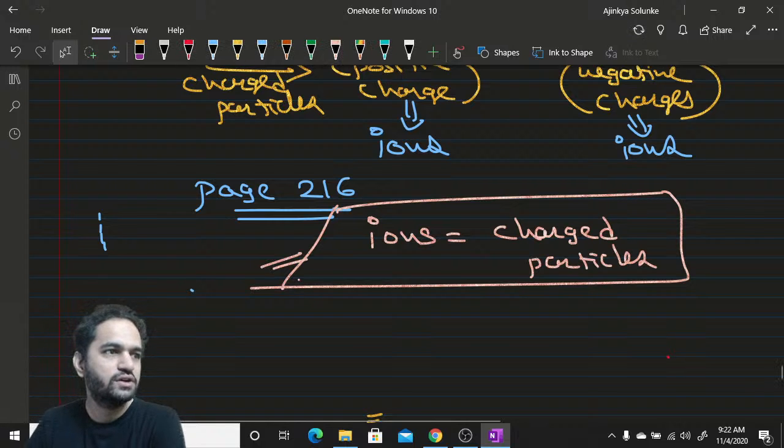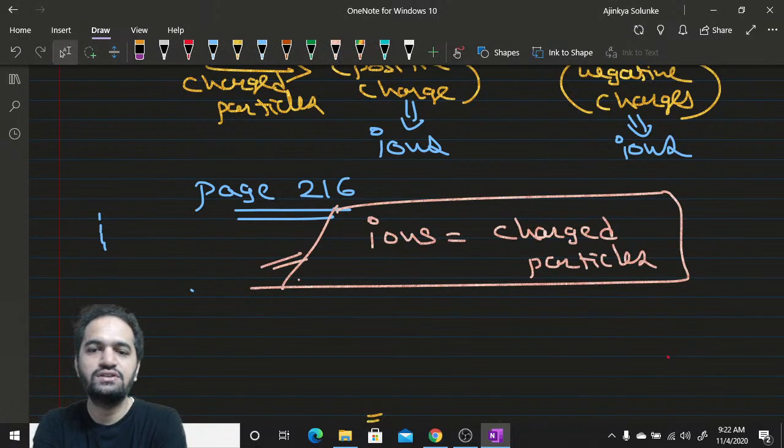Okay, hi, good morning all. So what we had seen last time was we had gone through some basic things and we saw that there are something called charged particles, and those charged particles are nothing but called ions. So last time we were trying to complete this point, right?